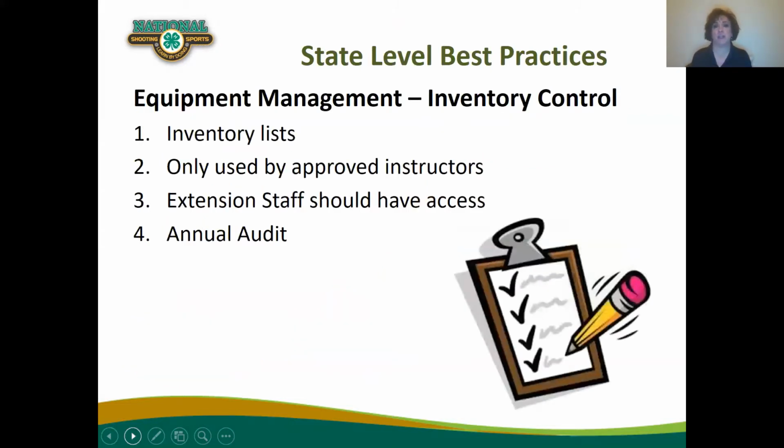So, equipment management, or inventory control. An inventory list should be maintained by one individual. There needs to be a sign-out and sign-in process that will help keep track of the equipment. Only approved instructors should be checking out equipment. Extension staff overseeing the program need to have access to all equipment and all records.